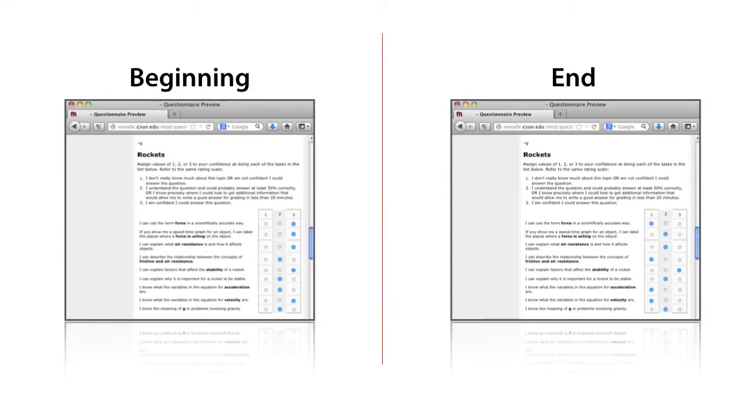And they do this at the beginning of the semester and at the end of the semester. And I can see how much they've learned on each one of those things, or at least how much they think they've learned. So let's see how this works.